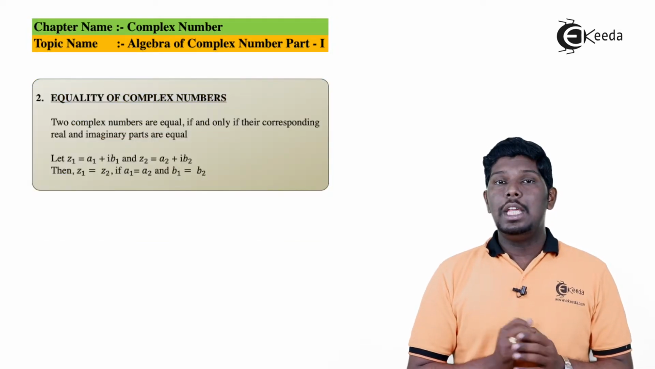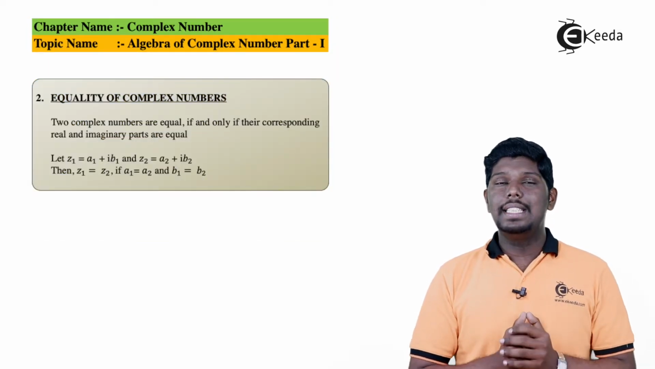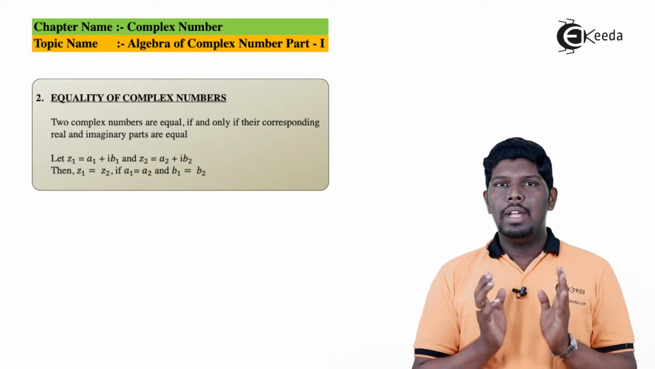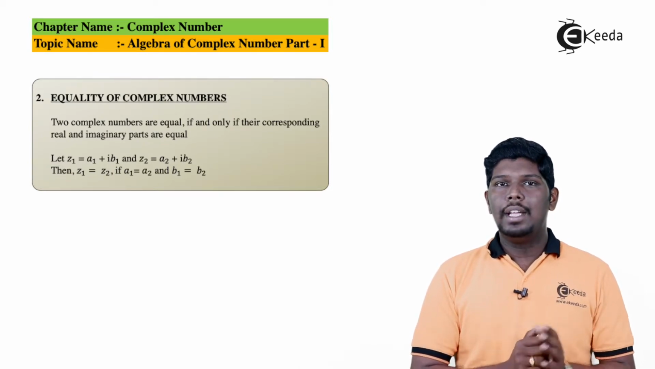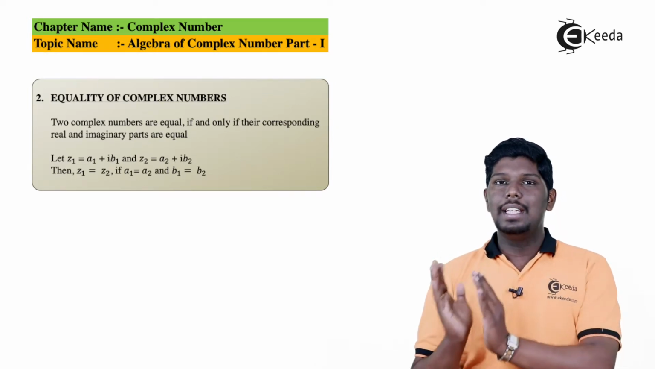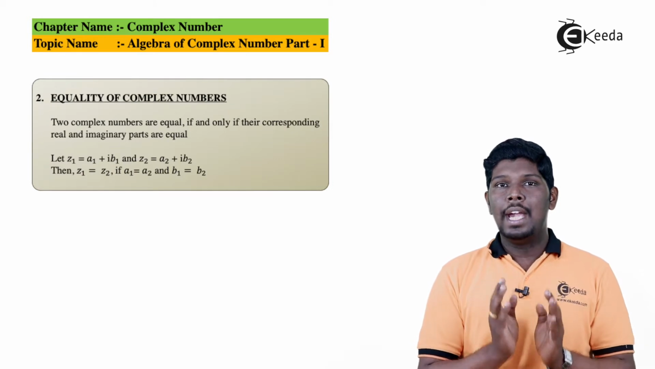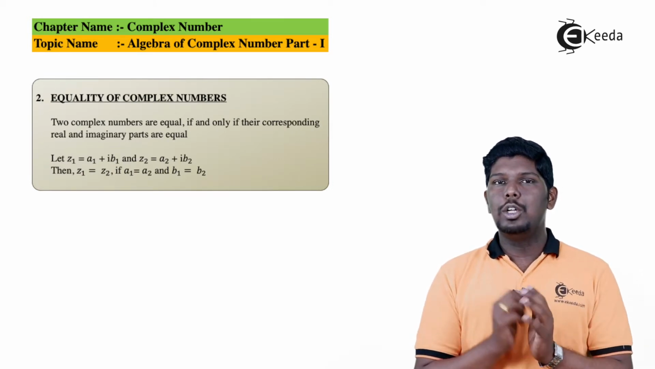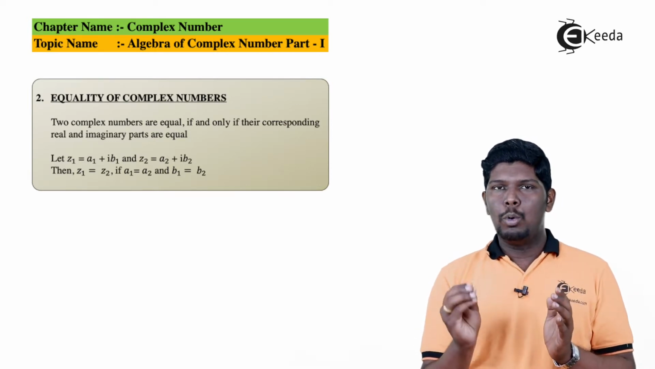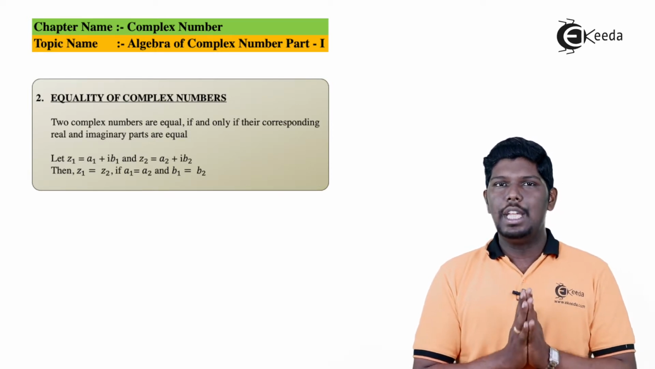Now the next thing is equality of complex numbers. When can we say that two complex numbers are equal? Remember, whenever we have two complex numbers, the real part of the first complex number should be exactly the same as the real part of the second complex number, and at the same time the imaginary part should also be identical. In such cases, if a from both sides and b from both sides are equal, it means both complex numbers are equal.